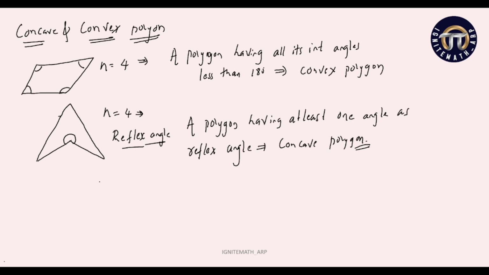If I'm simply referring to a polygon, if I'm just talking about a polygon, that means what? I'm addressing a convex polygon. If I want to speak about a concave polygon, I should mention it as a concave polygon. If I'm simply saying a polygon, that means it is a convex polygon. Clear, children? I hope it is clear. Yes. Let's move to the next concept now.